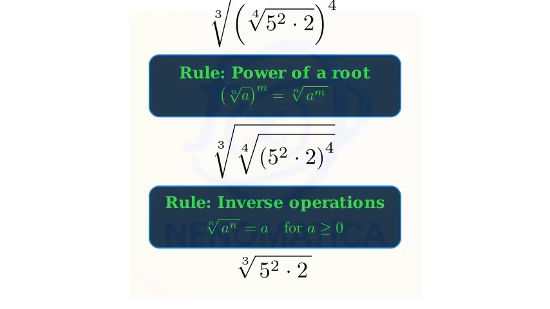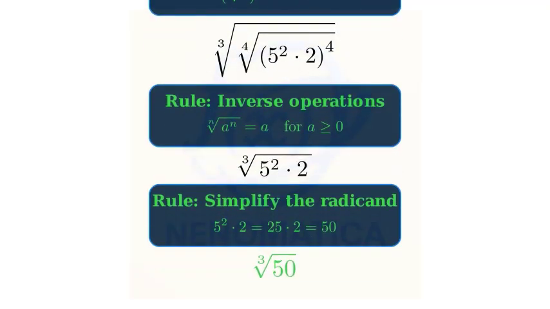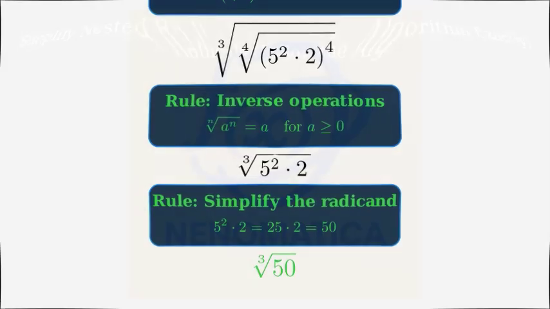So the whole thing becomes the cube root of 5 squared times 2. Finally, multiply 5 squared times 2, which is 25 times 2 equals 50. So our simplified result is the cube root of 50.